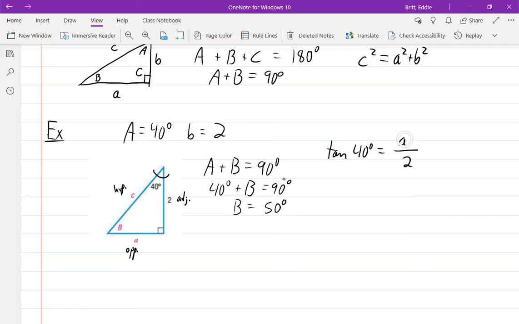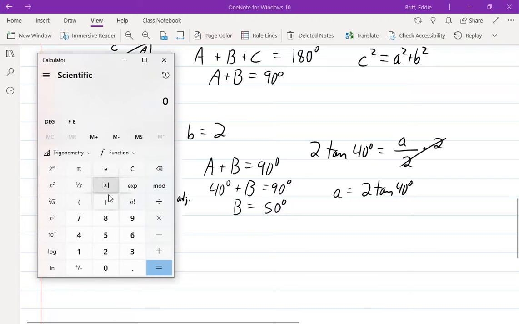So to solve for side A, I would simply multiply both sides by 2. That will get rid of that 2. And so I have side A is equal to 2 times the tangent of 40 degrees. And gotta make sure our calculator is in degrees.